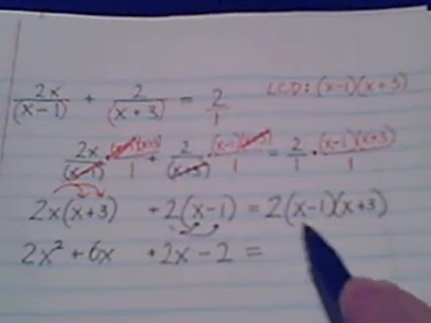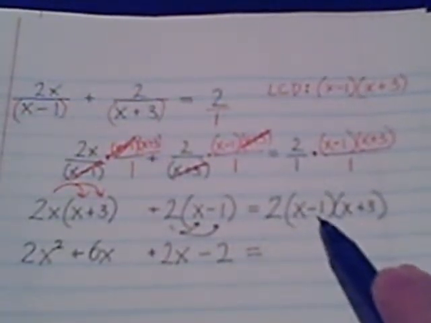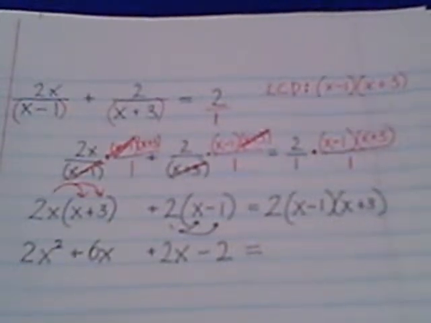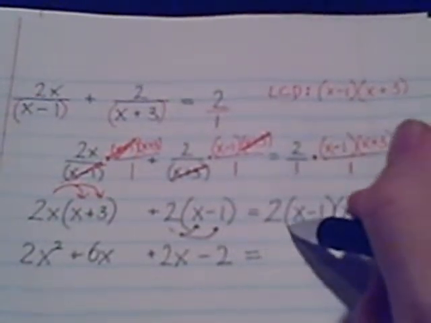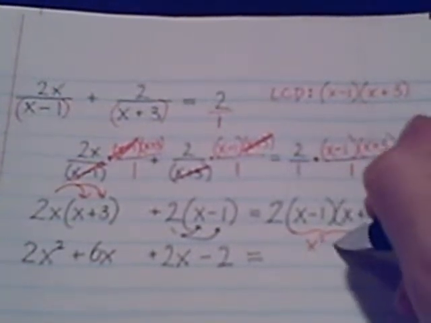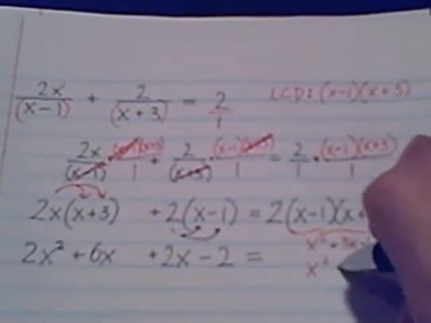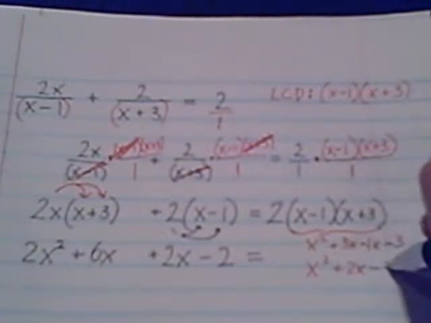Equals, ooh, a big one here. We're trying to multiply 3 things together, the 2 and the factor x minus 1 and the factor x plus 3. If we are going to multiply 3 things together, you basically pick 2 to multiply together and then multiply the third one in. So I'll pick the tough one to do first. I'll pick the FOIL. That's going to be x squared plus 3x minus 1x minus 3. That's x squared plus 2x minus 3.